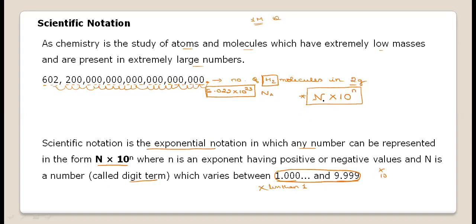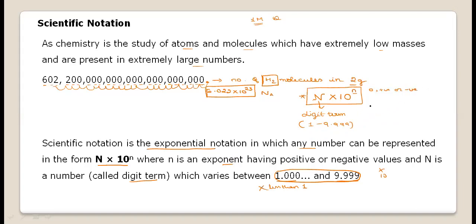You need to move the decimal place to get this N value, which is called the digit term, whose value ranges between 1 to 9.999 only. Do not write the digit term less than 1 or greater than 9.99, that is 10 onwards. Then small n is called the exponent term or exponential value. This may be 0, a positive value, or a negative value.